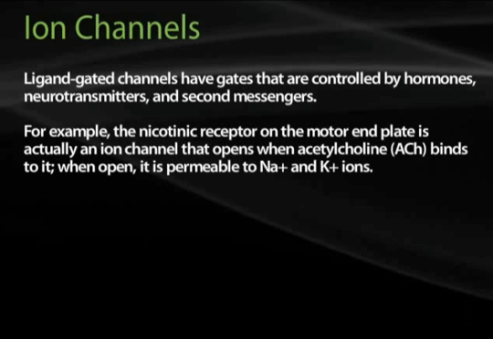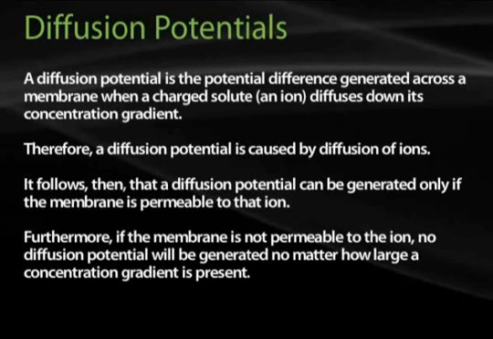Ligand-gated channels have gates that are controlled by hormones, neurotransmitters, and second messengers. For example, the nicotinic cholinergic receptor on the motor end plate is actually an ion channel that opens when acetylcholine, or ACh, binds to it. When open, it is permeable to sodium and potassium ions.